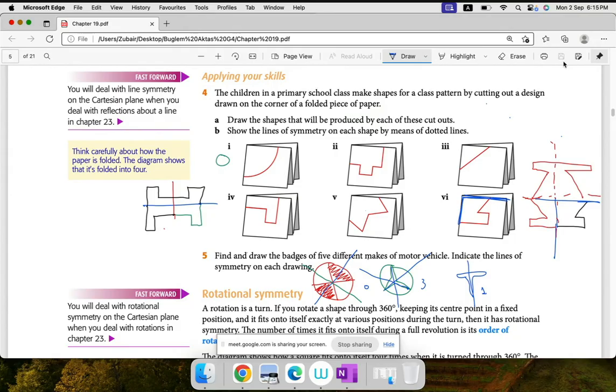Can you remember any brand? Are you familiar with Hyundai? Yeah. I think, if I'm not wrong, it is of lesser width at the top and more at the bottom. So this would be one line of symmetry. And a fifth one also, Audi. Audi: one, two, three, four rings, and one vertical and one horizontal line of symmetry.